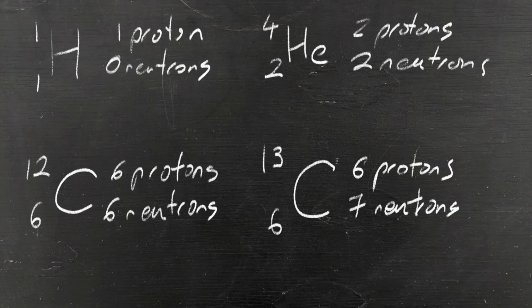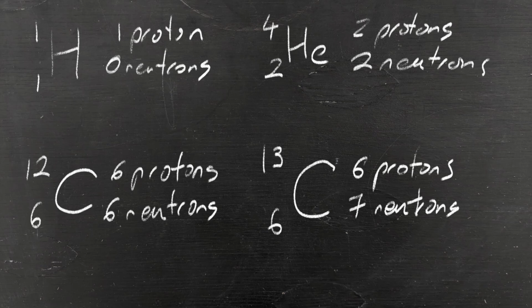The other part of an atom is the electron. Electrons are negatively charged. If an atom has the same number of electrons as it does protons, then it will have no charge. However, if there is a mismatch, then there will be a charge. If there are more protons than electrons, then it will be a positive charge. If there are more electrons than protons, it would be a negative charge.